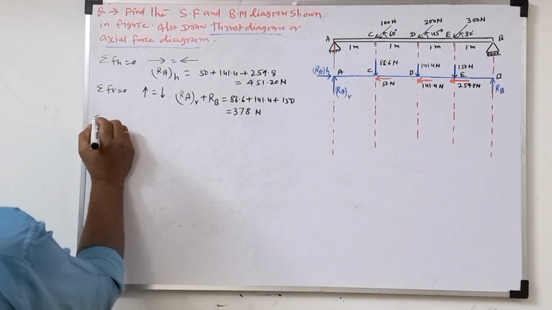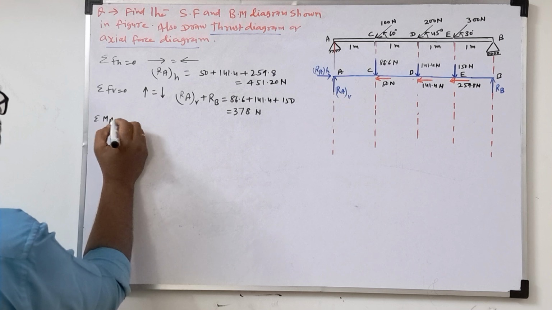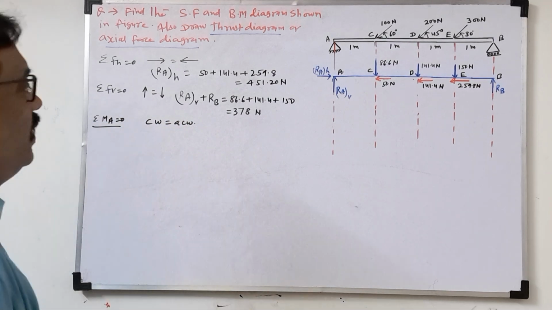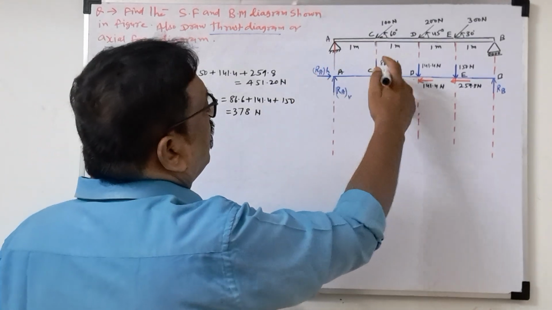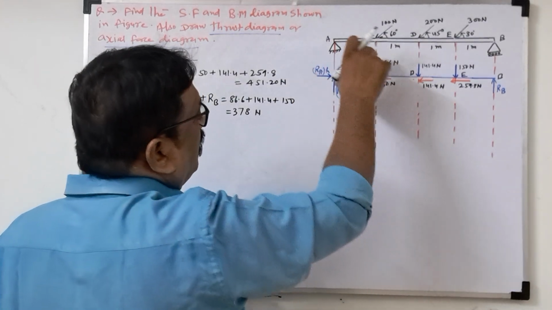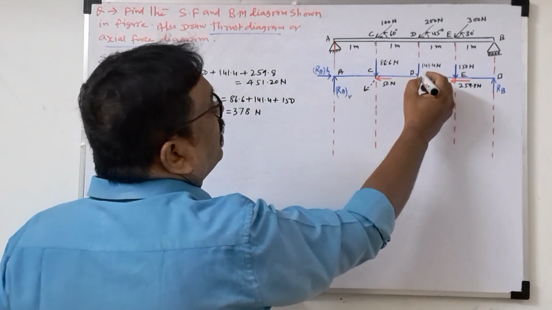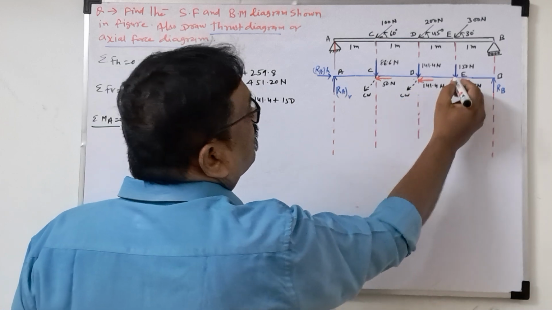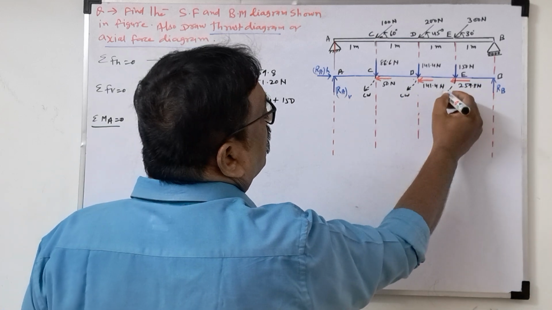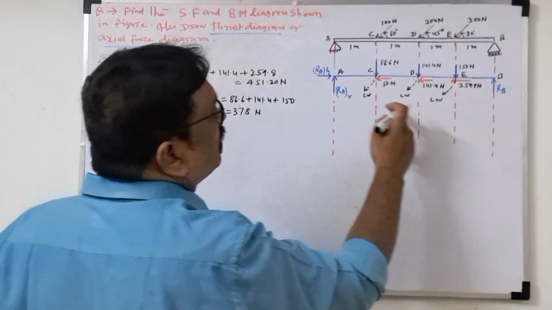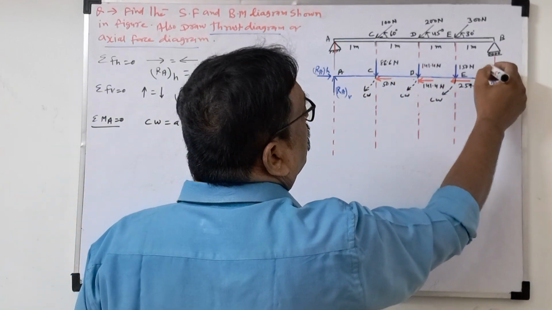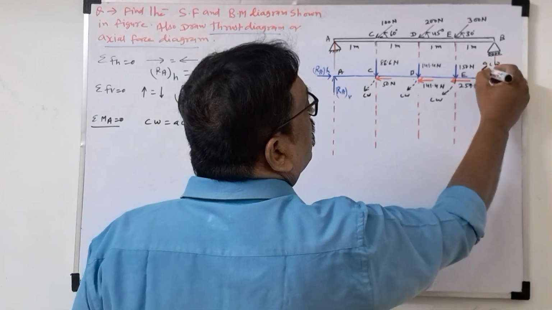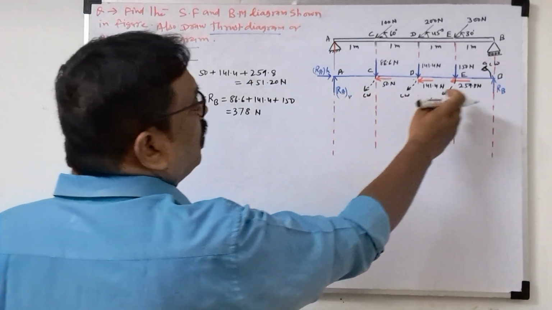Now come to the third equilibrium equation, moment about A equal to 0. That means total clockwise moment is equal to total anti-clockwise moment. So taking moment about A, this will come in clockwise direction, this also clockwise, this also will rotate clockwise. This one, another, will rotate anti-clockwise (ACW) direction. So total clockwise is equal to anti-clockwise.